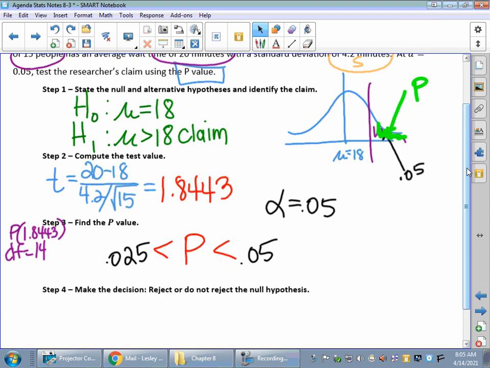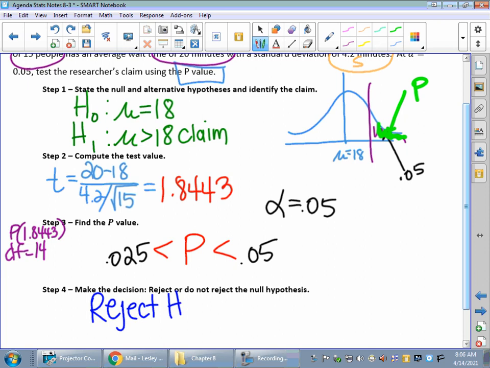So that means it's in my critical region, which means the second time today, I need to reject H sub O. And then I would go on and I would finish that problem. Since I'm rejecting H sub O and my claim was H sub 1, I would say something like there is enough evidence to support the claim that the average wait time is greater than 18 minutes. You got the idea. Yes, you have to write it. We're going to skip it this one time.